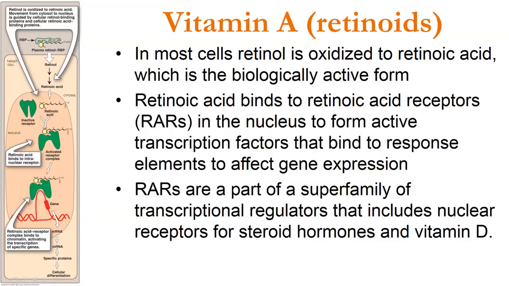In most cells, this retinol is oxidized to retinoic acid, which is its biologically active form. This is the form where it's actually going to act to affect gene expression. So just like with the story of cortisol, this is a fat-soluble hormone in this case, and it crossed a membrane, and therefore it had an intracellular receptor. There's a receptor inside the cell that's going to bind to this retinoic acid, and by causing that binding, you've now made an active transcription factor.